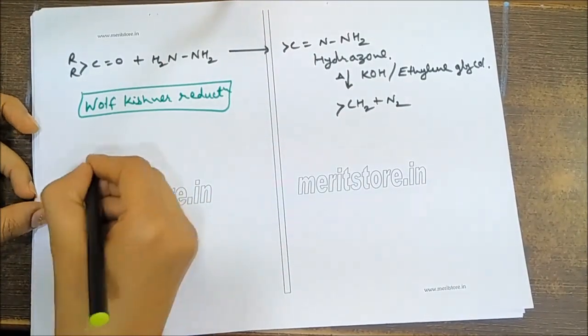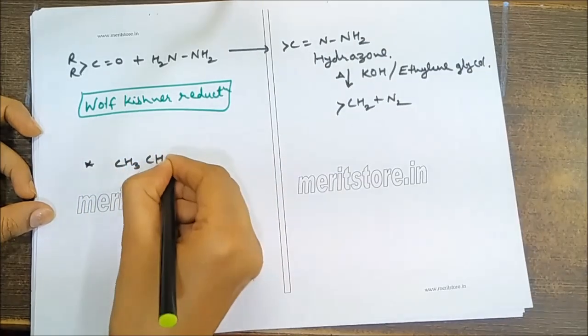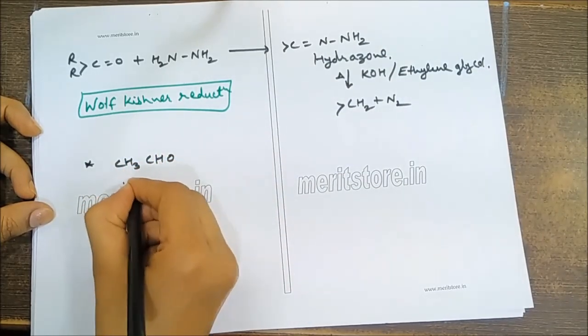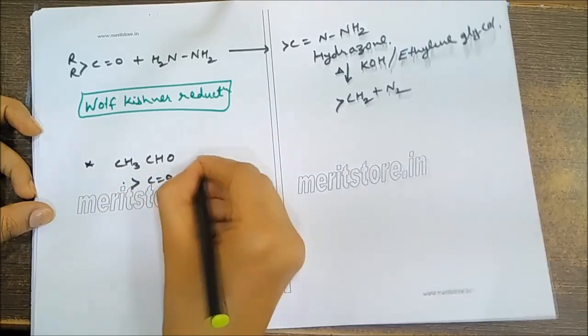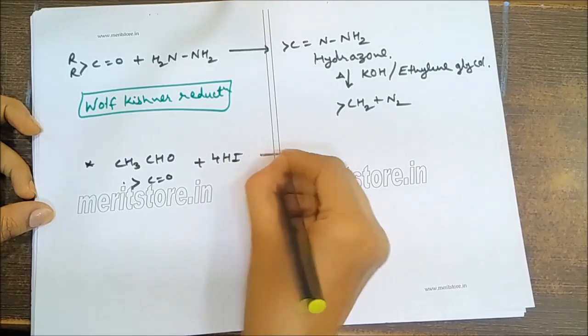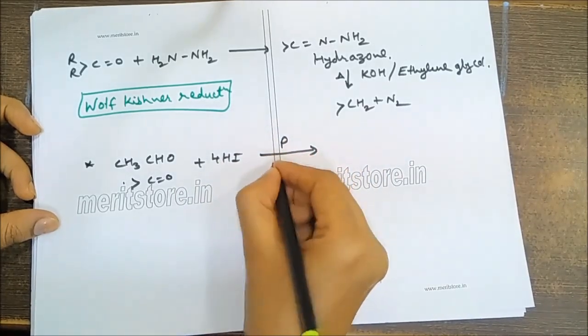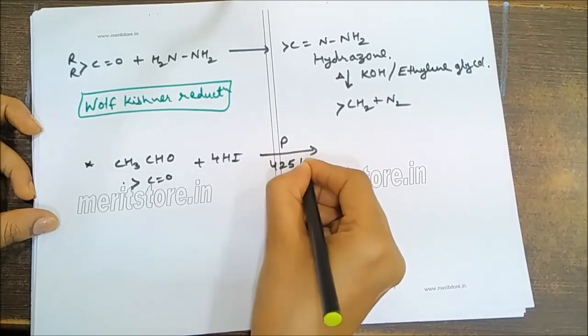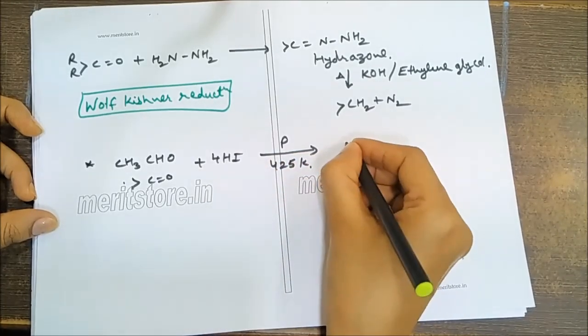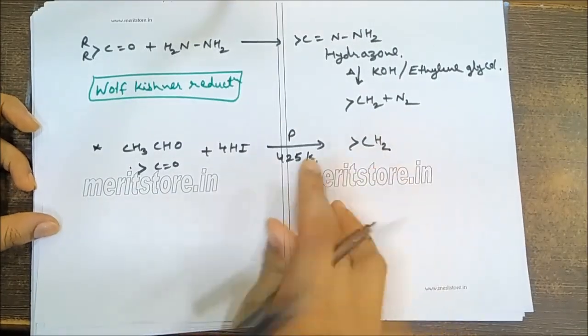When acetaldehyde or other ketones is heated with hydroiodic acid in presence of phosphorus at the temperature of 425 Kelvin, it will make alkanes as well.